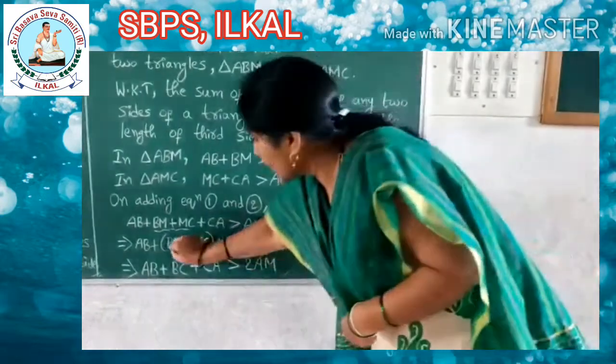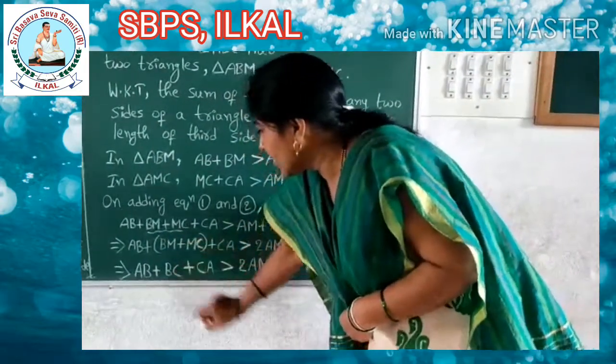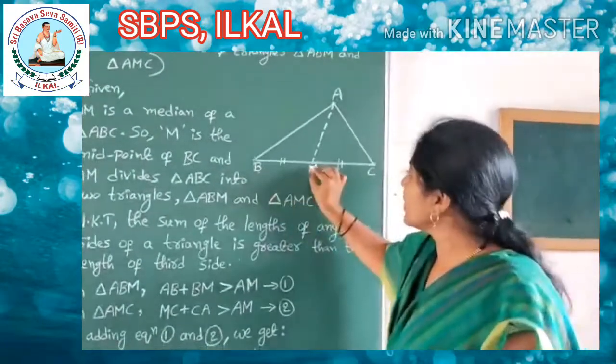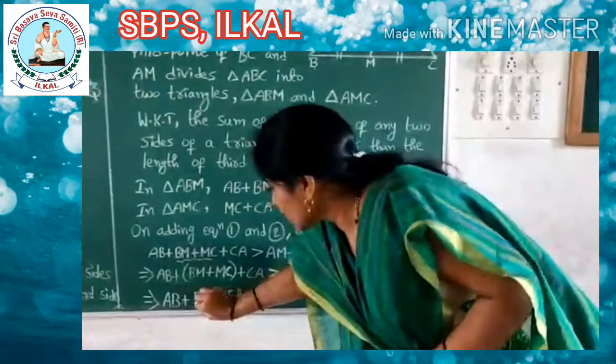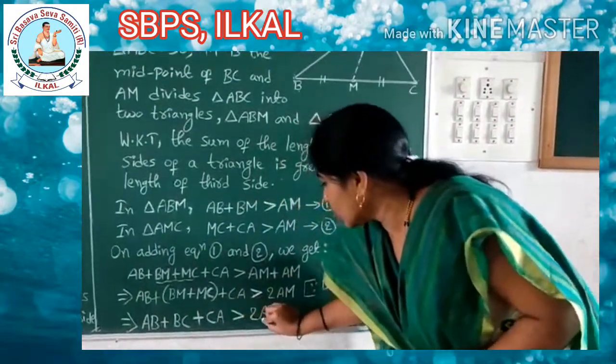Okay. Here BM plus MC is equal to BC, because observe this figure. BM plus MC is equal to BC. Then AB plus BC plus CA is greater than 2 times AM.